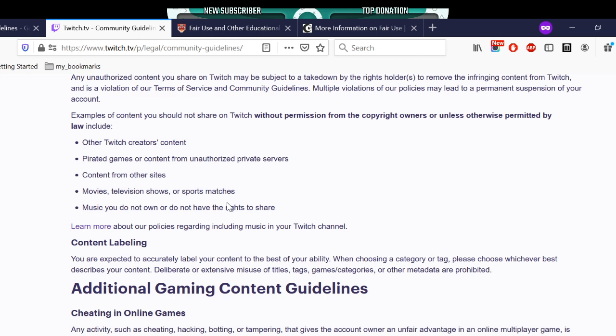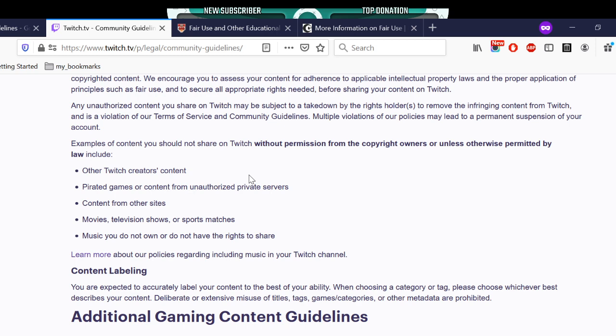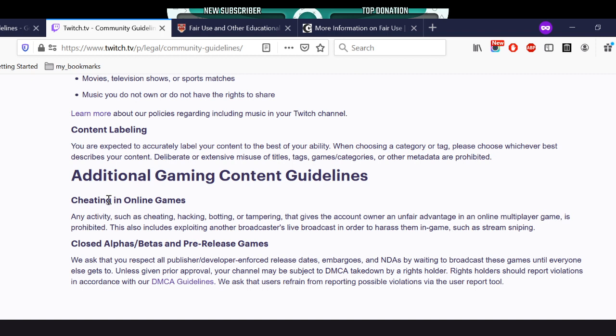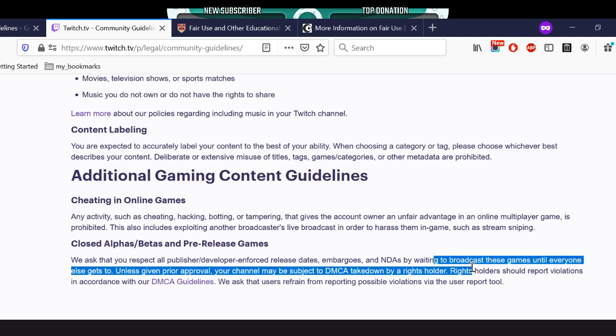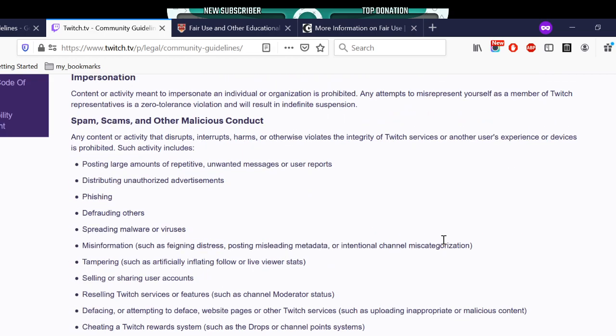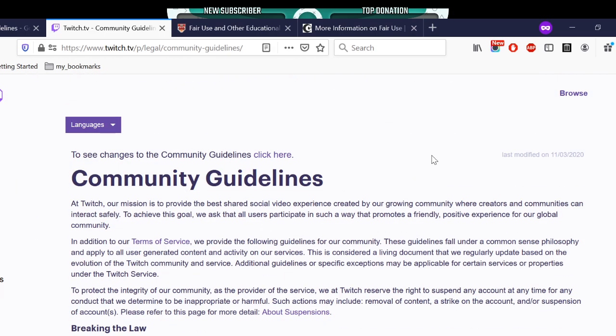This might take some experimenting on my end if I can't get a concrete yes or no answer about this, but interesting though. Additional gaming content guidelines. Don't cheat. Wait to broadcast these games until everyone else gets to. Okay. So maybe the same thing that protects games on Twitch and YouTube will protect me reading books.